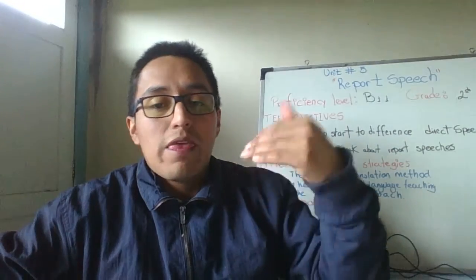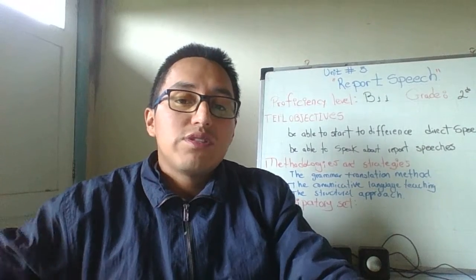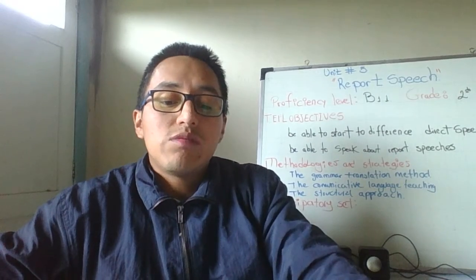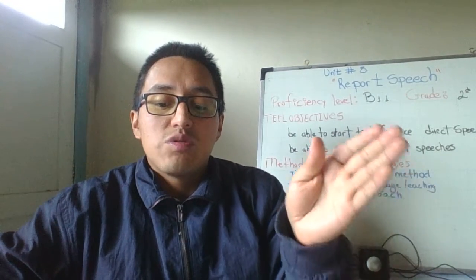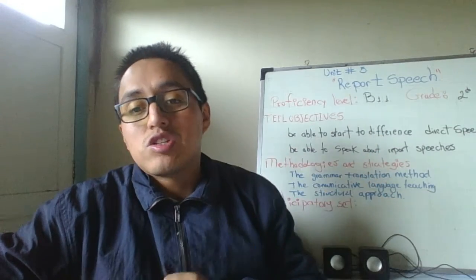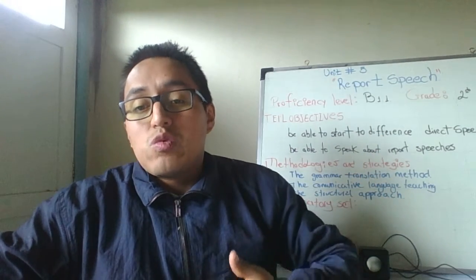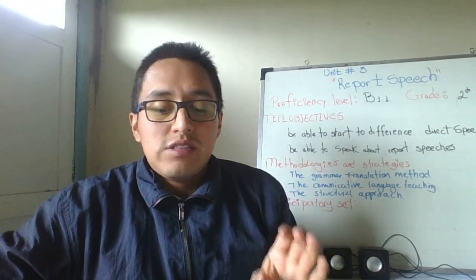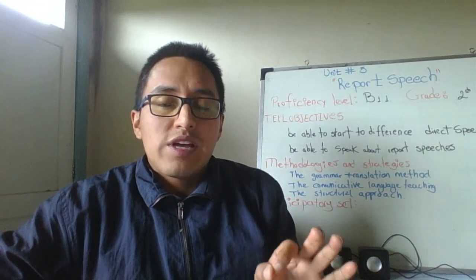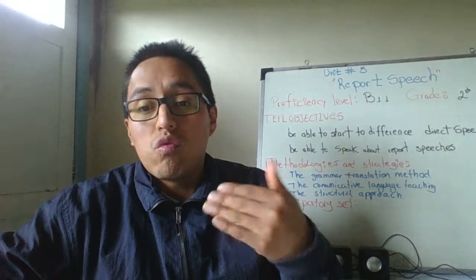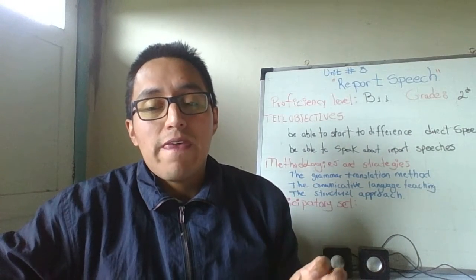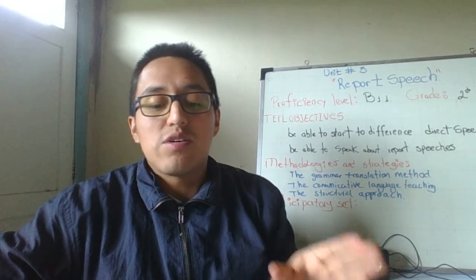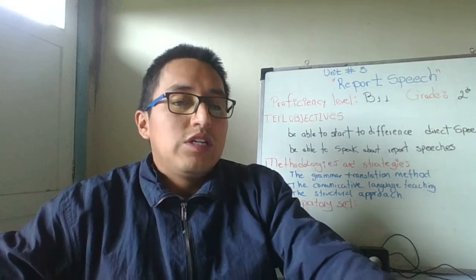So now I'm gonna tell about the objectives of this class. During this lesson, students will be able to tell the difference between direct speech and reported speech. Also, they will be able to speak in reported speech and to recognize the grammar structures to form this grammar tense. And the final objective is that students will be able to write reported speech.